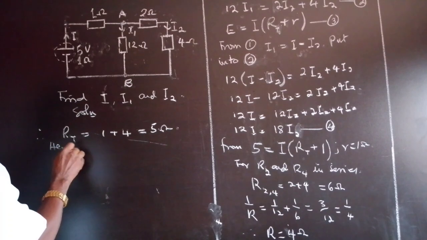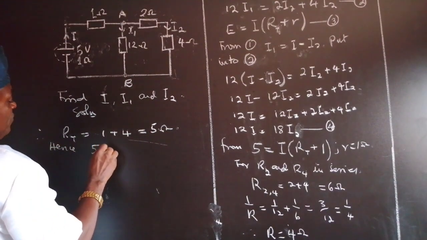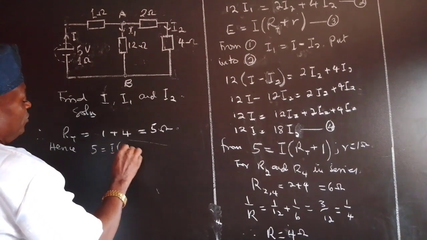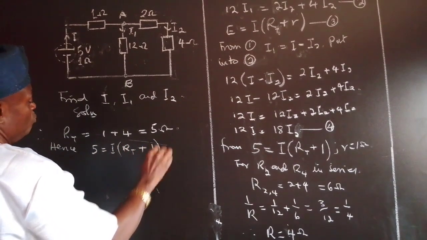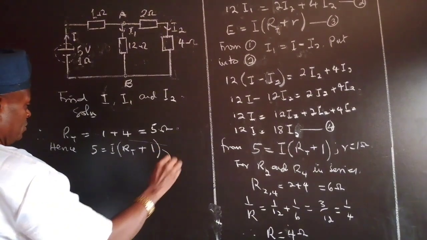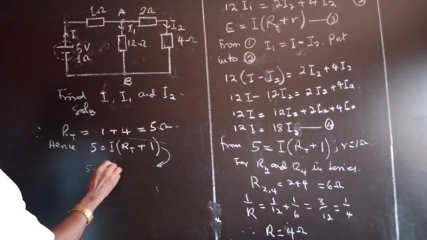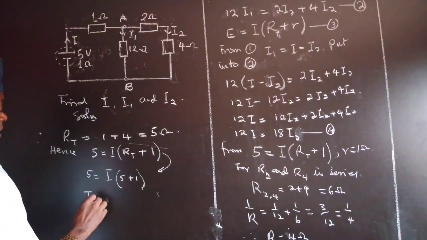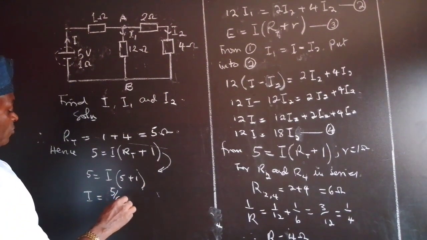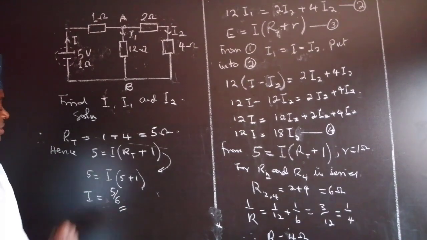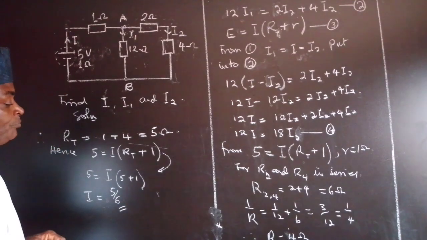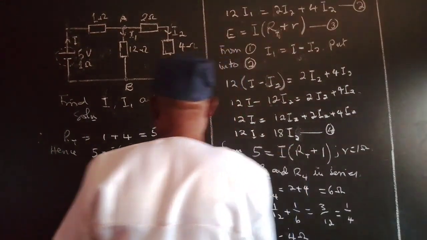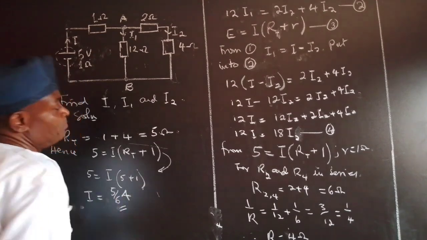Hence, equation 5 equals I into R total plus 1 now becomes 5 equals I into 5 plus 1. So our I is equal to 5 over 6. So this is the value of I. All right. So we substitute this. Since we have gotten the value of I, of course, I is expressed in amperes.